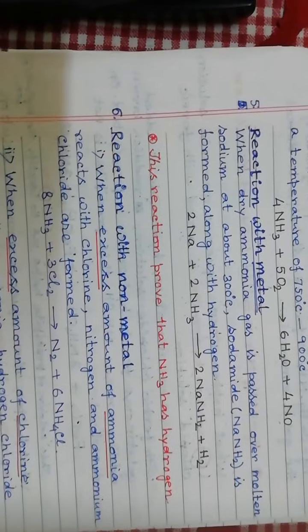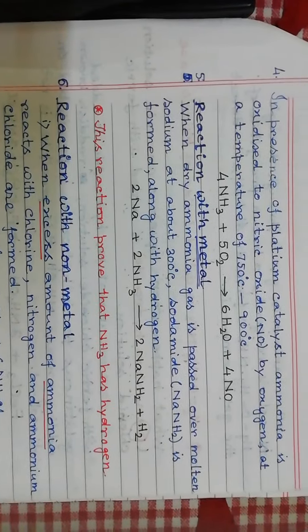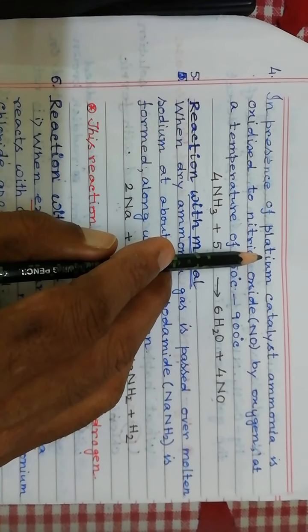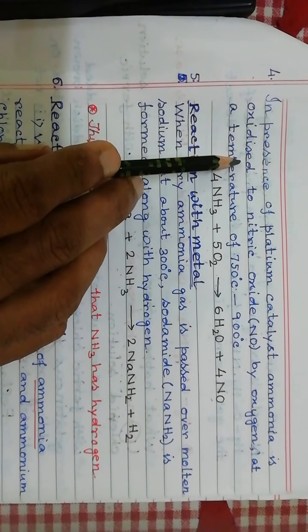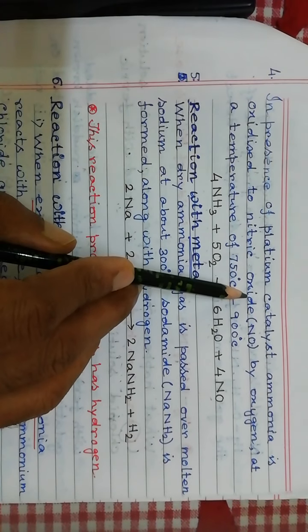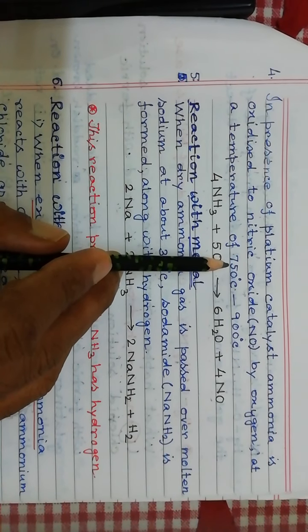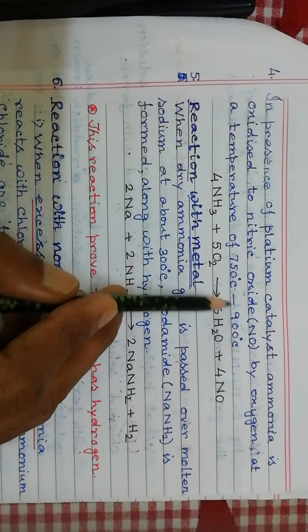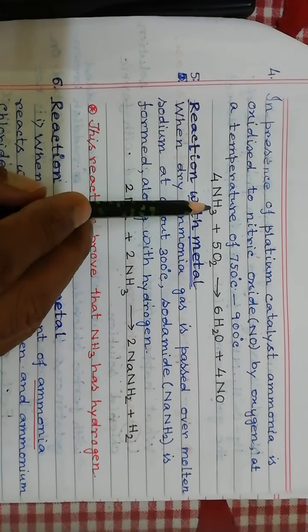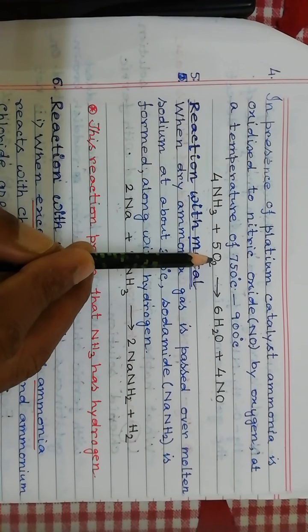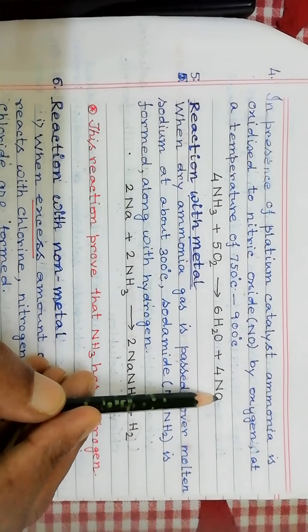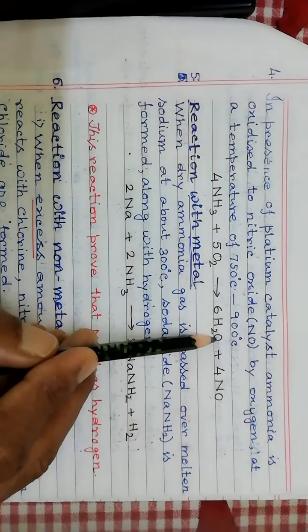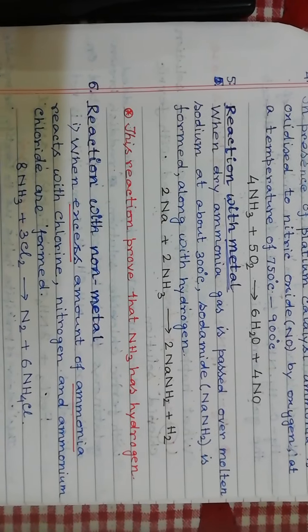Now, when ammonia reacts with oxygen in the presence of the catalyst platinum, ammonia is oxidized to nitric oxide, and here the temperature must be maintained at 750 degrees centigrade to 900 degrees centigrade. When ammonia reacts with oxygen, it is oxidized into nitric oxide, and with the nitric oxide, water vapor is formed.